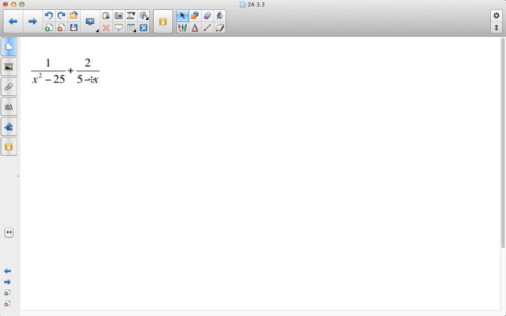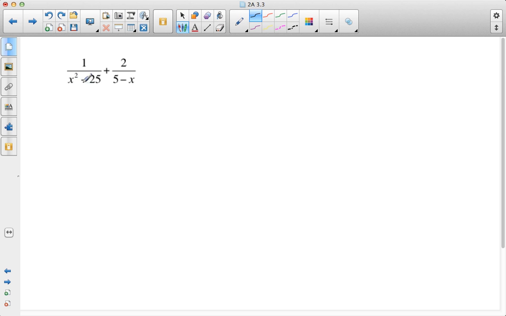Now I've moved this over just so that we have more space to work with this next problem. This one's going to be a little tricky because we have x squared minus 25, which as we all know is a difference of squares. So I can rewrite that as 1 over x plus 5 times x minus 5.